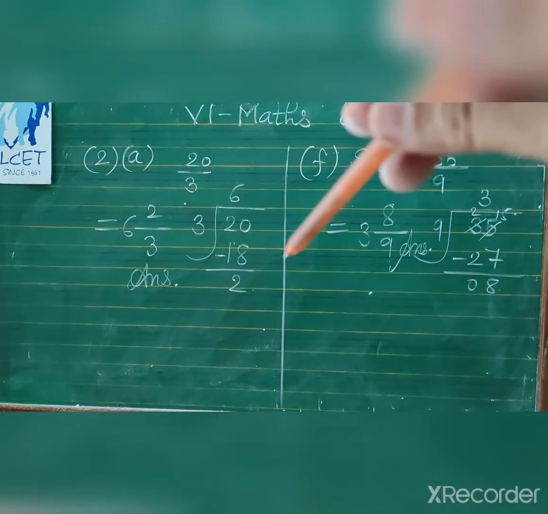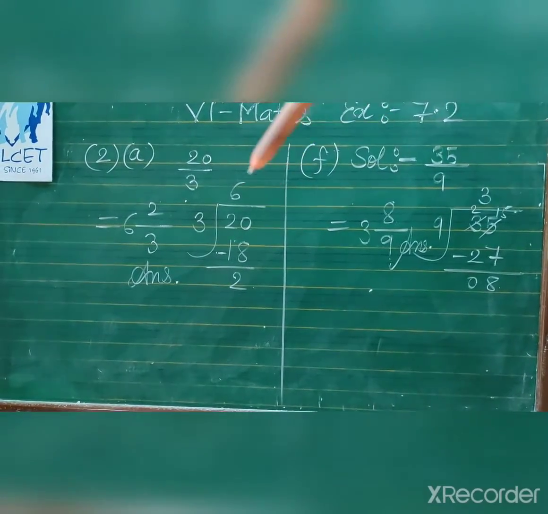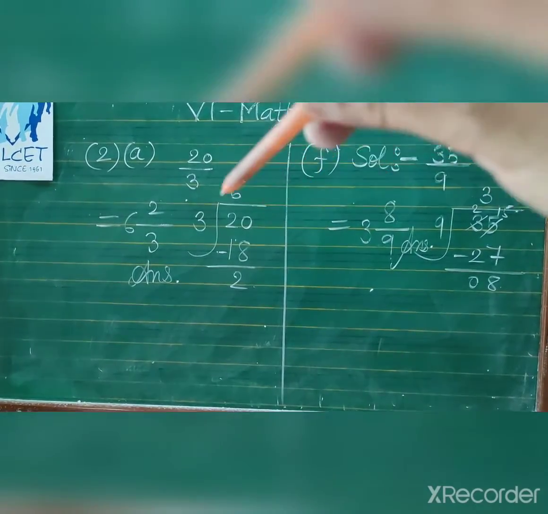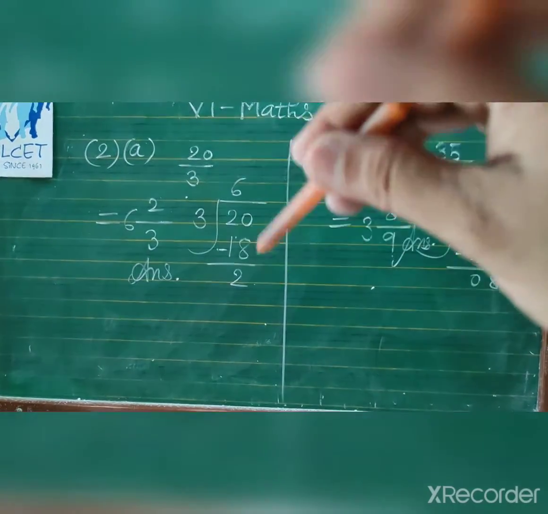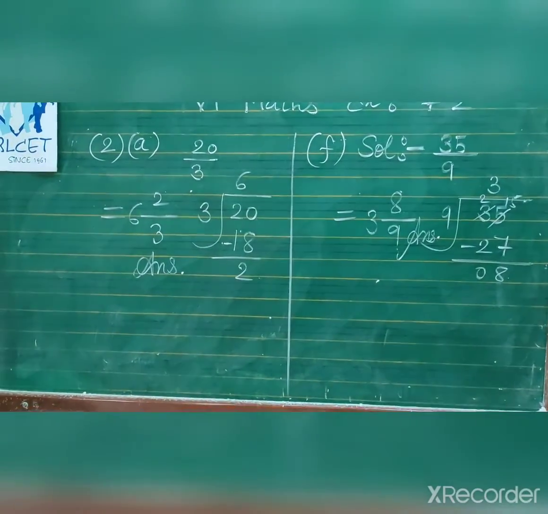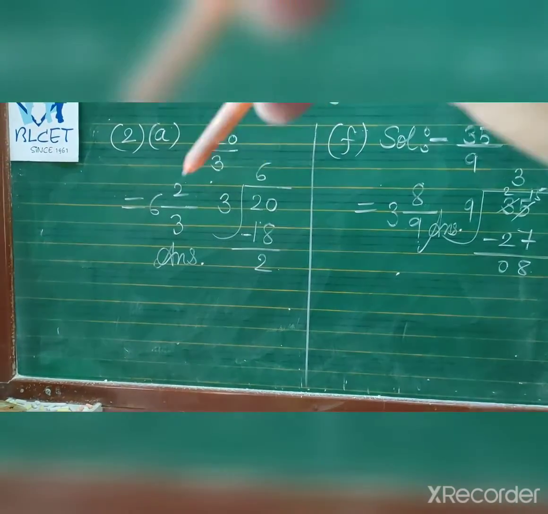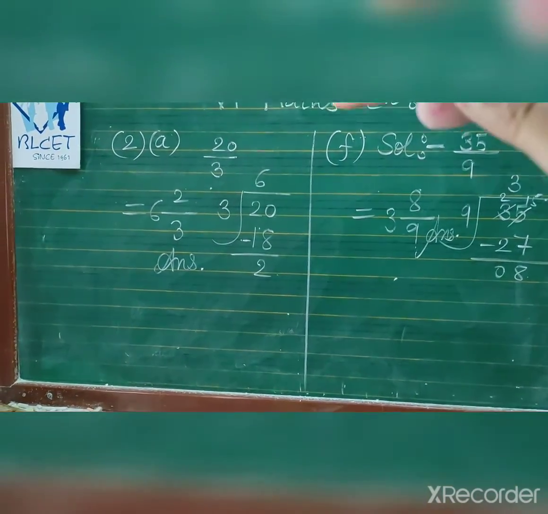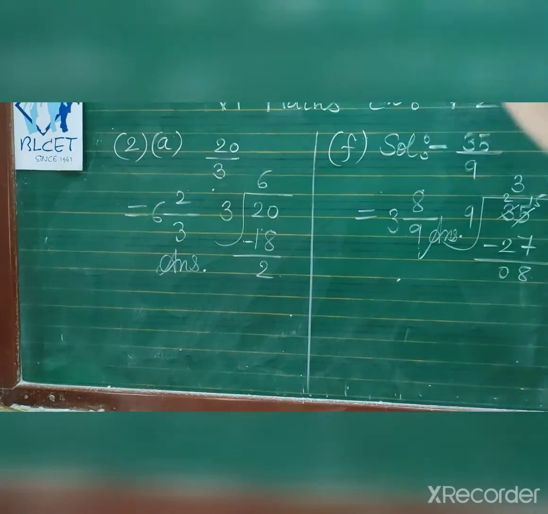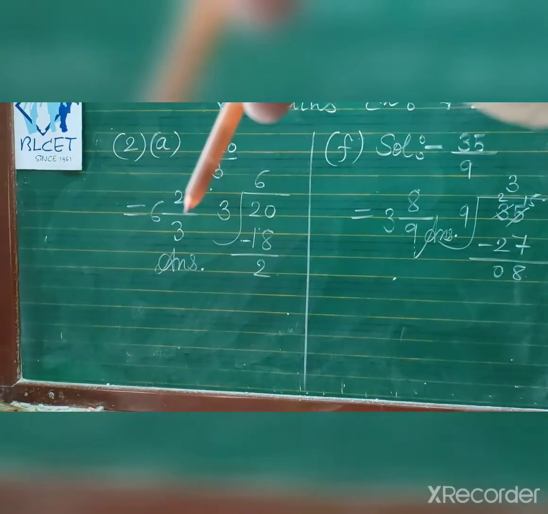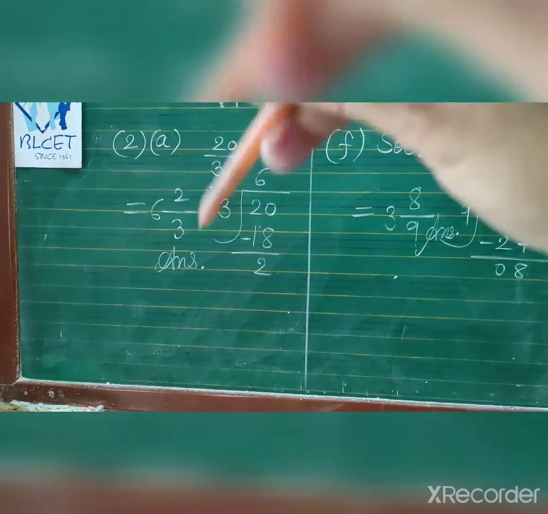3 6s are 18. You know how to divide. 20 minus 18 is 2. I have not written the borrowing; you will do the proper method. Now we have divided by 3, so 3 as it is we will write. How many times is it divisible? 6 times, and the remainder is 2. So the mixed form will be 6 integer 2 upon 3.